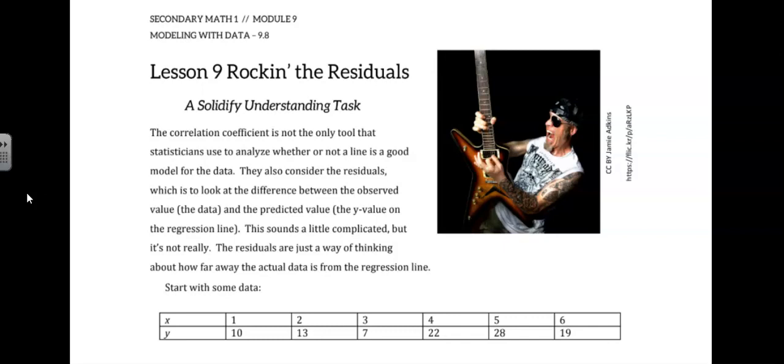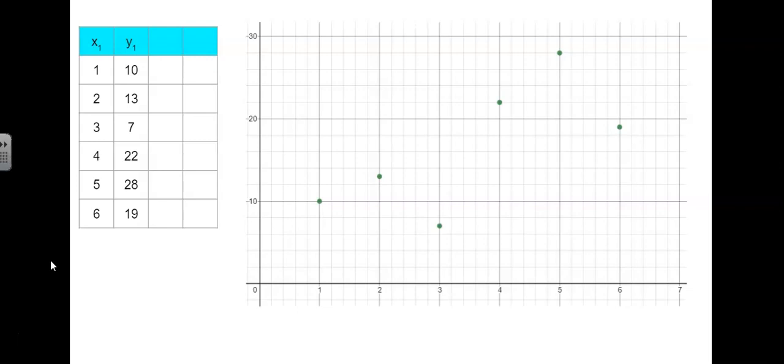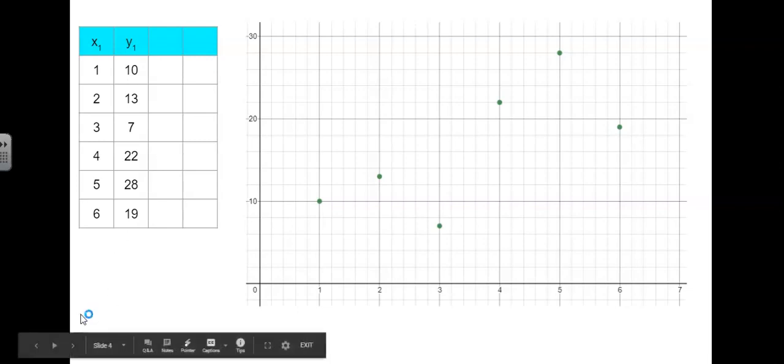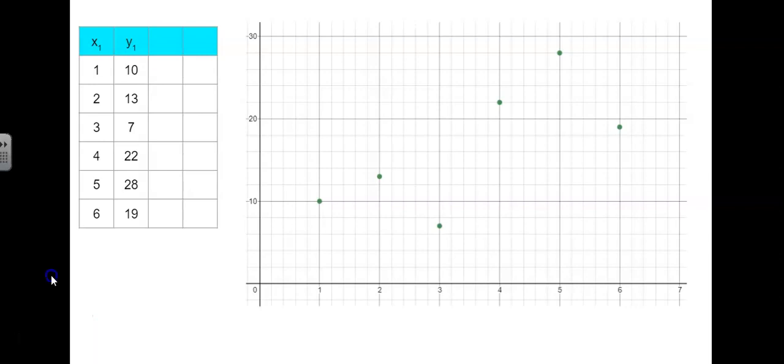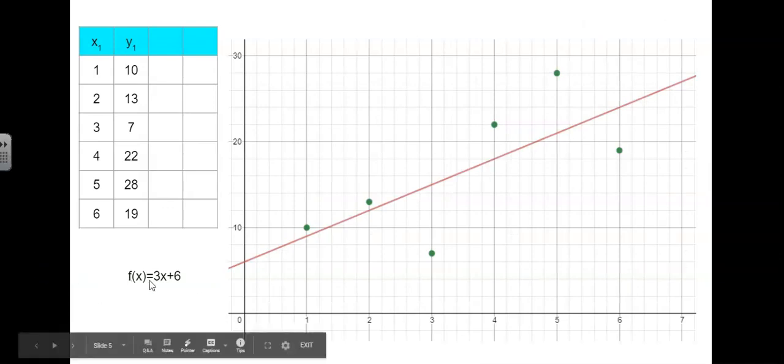So let's start with some data. In this video, I'm going to explain residuals and how to find them, and then I'm going to show you how to use Desmos to calculate the residuals with technology. Starting off, I have my scatter plot, and I'm going to use Desmos, or my graphing calculator, to calculate a line of regression. In this case, the equation for the linear regression line is 3x plus 6.